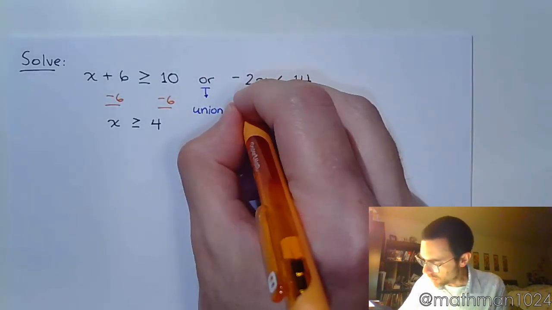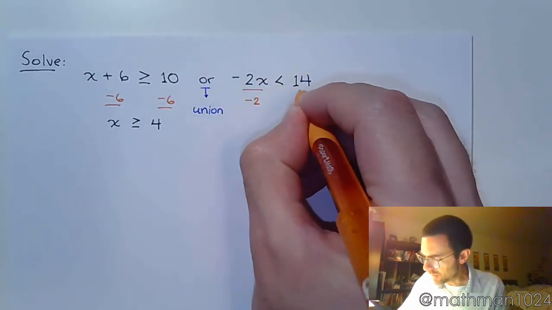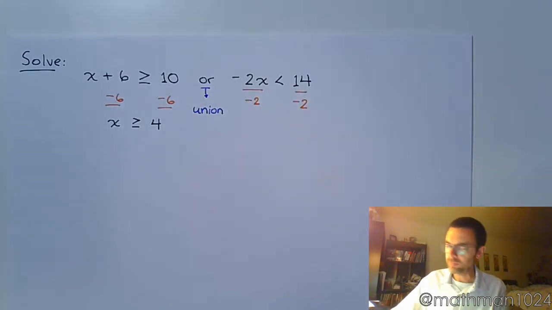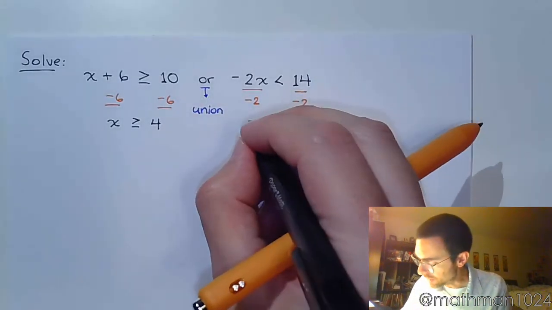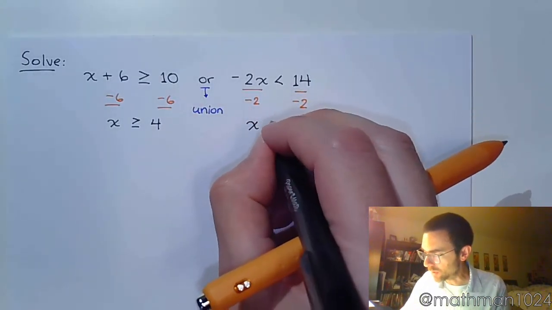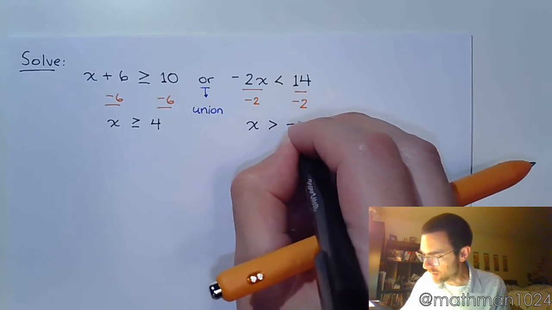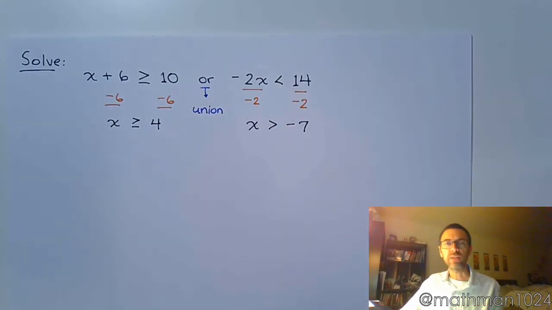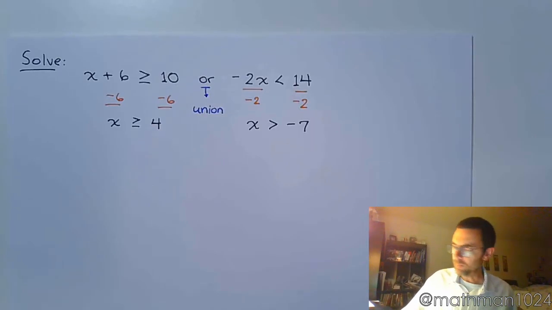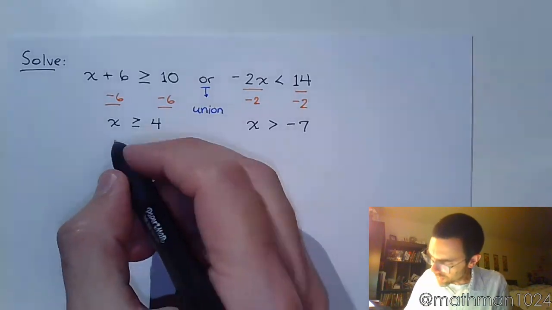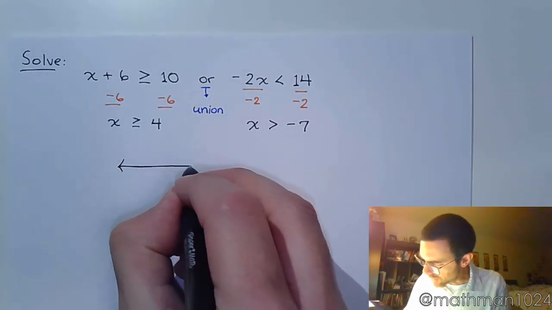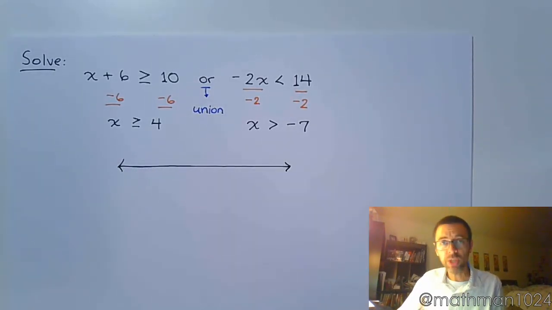Over here, we need to divide both sides by -2. Since we're dividing by a negative, that means we have to change the direction of the inequality, so this becomes greater than -7. Alright, so we solved each of these smaller inequalities, and now we're going to put these together on the same number line. Remember, that's what we can do with union. We're not looking at where they intersect, we just put it all together.